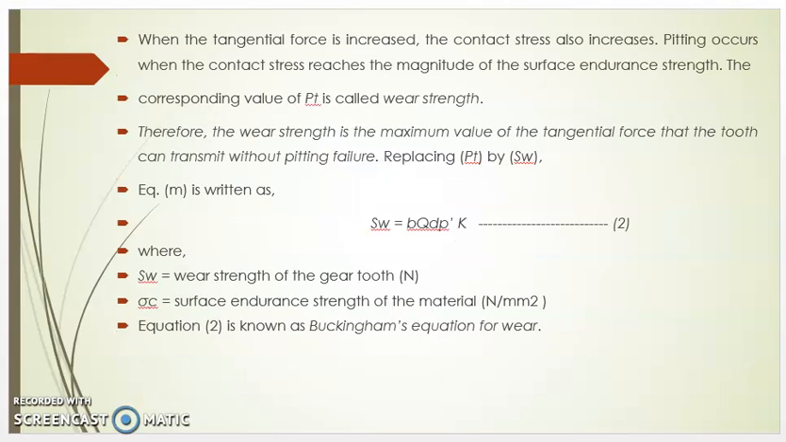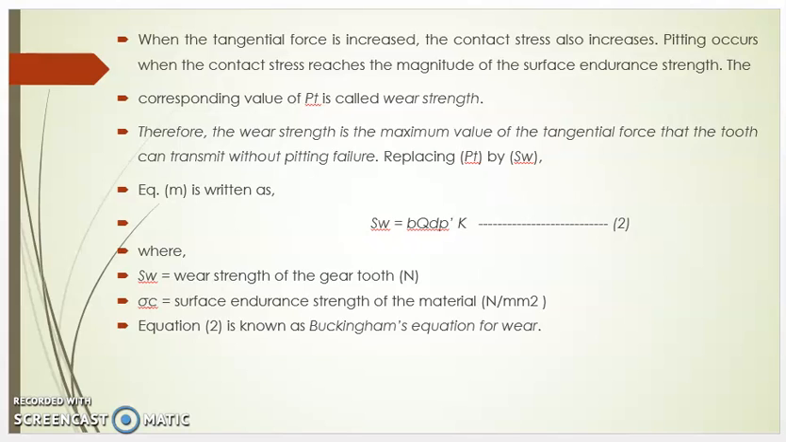When the tangential force is increased, the contact stress also increases. Pitting occurs when the contact stress reaches the magnitude of the surface endurance strength. The corresponding value of Pt is called wear strength. Therefore, the wear strength is the maximum value of the tangential force that the tooth can transmit without pitting failure.